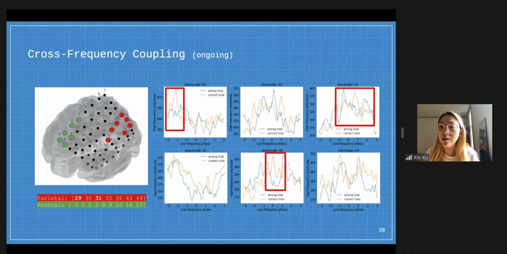So here what I show is the plotting of certain electrodes in the parietal area, which got obvious patterns. So in electrode 29, we could see that they're really interesting to dig out in the future.